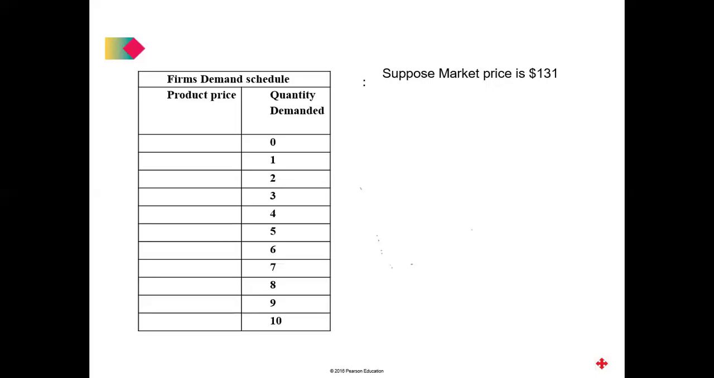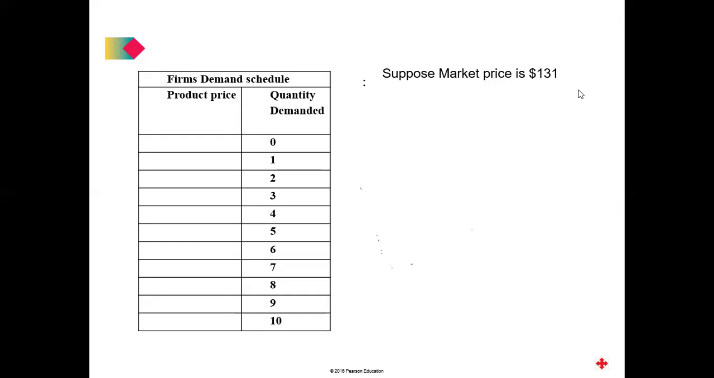In this video, we are going to make a single seller's demand table. So the demand table consists of the product price and quantity demanded. Suppose market price is $131.